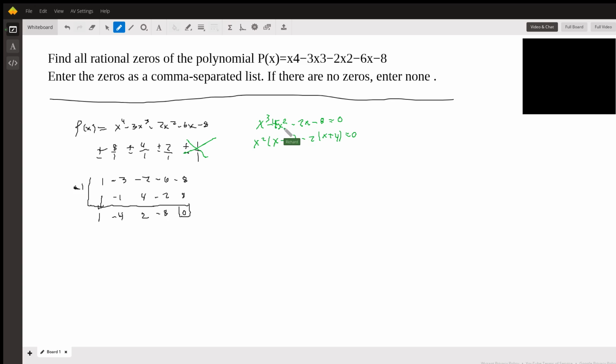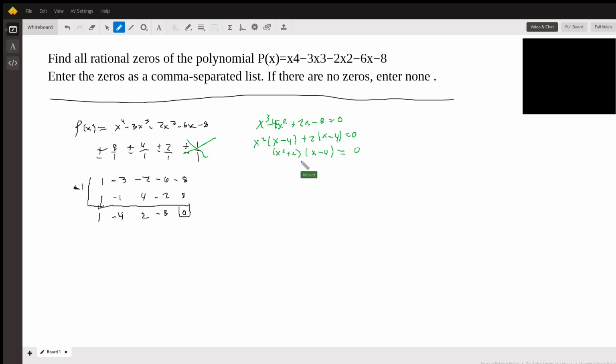x cubed minus, okay, x cubed minus 4x. Oh, this is a plus 2. Here we go. So plus 2. It does factor. Okay, that's nice. That's a plus 2 minus 4. So it's x squared plus 2 times x minus 4 equals 0.